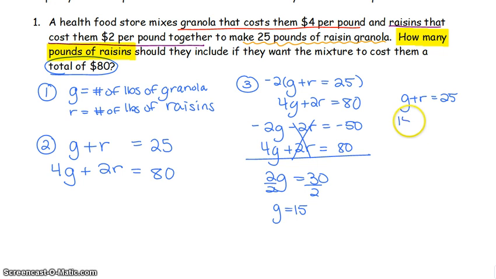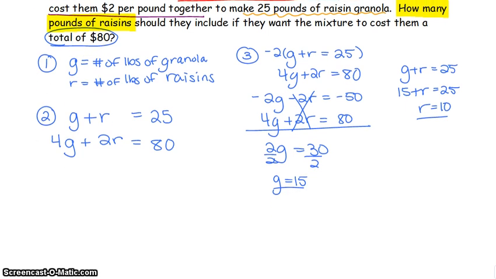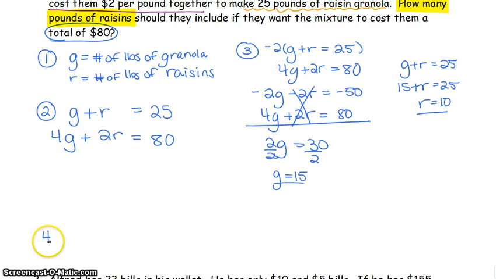Well, I know g is 15, therefore r is 10. Once I've solved for my variables, I refer back to the question: what am I trying to find? In this case, I'm trying to find out how many pounds of raisins. So your very last step, step 4, is to actually answer the question.